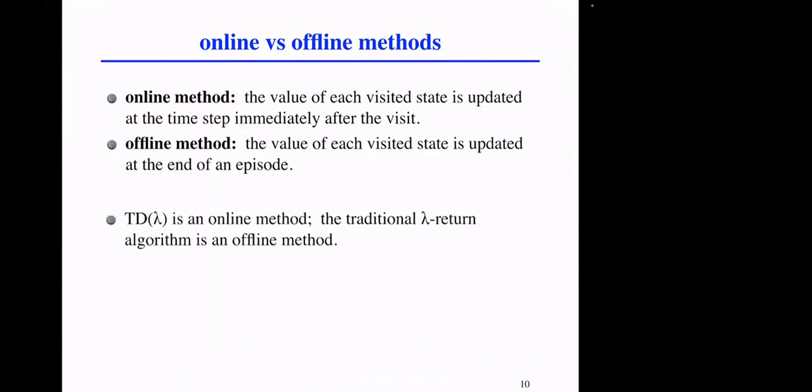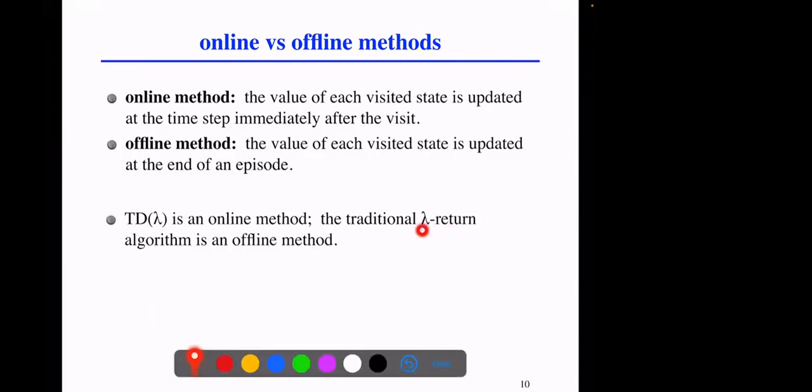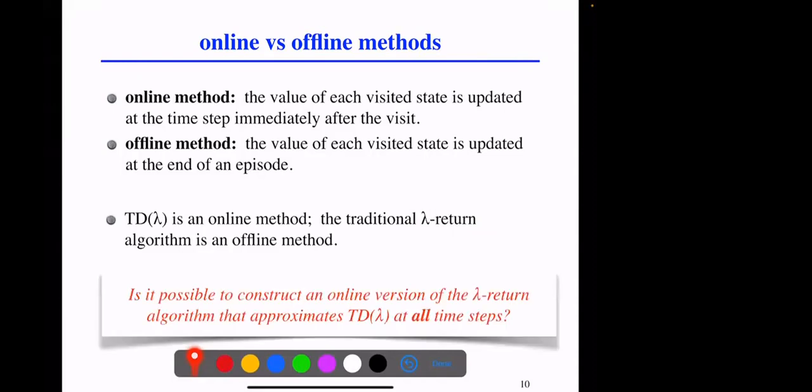Now, TD lambda is an online method, but the lambda return algorithm is an offline method, because the lambda return is an infinite sum that you can only compute at the end of an episode. So there is some disconnect here, and we're going to look into that. The first question that I asked myself in this research is: is it possible to construct an online version of the lambda return algorithm that approximates TD lambda at all time steps? Not just at the final time step, but at all time steps.